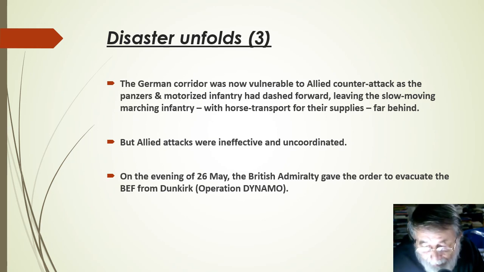The German rapid advance had, of course, created a corridor which was vulnerable to Allied counterattack, as the panzers and motorized infantry had dashed forward, leaving the slow-moving marching infantry with their horse transports for their supplies far behind. If the Allies had been successfully able to coordinate attacks from both north and south of the corridor, then the Germans would have been in a bad position.